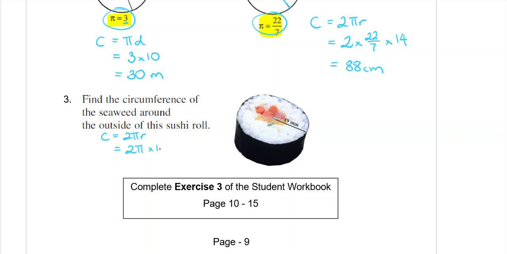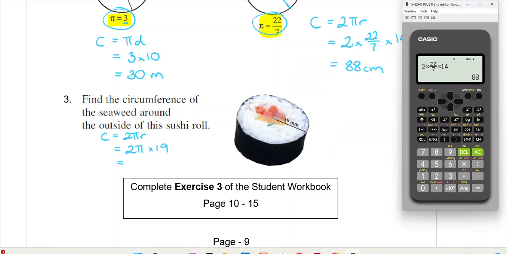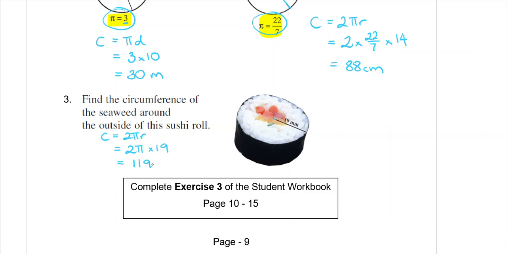Then we're going to sub in that the radius is 19. So 2 pi times 19, the pi is staying in there again because we're going to use the pi button on our calculator. So 2 pi times 19 equals, it didn't specify in the question how many decimal places, so I'm going to do 1. So we'll do 119.4 millimeters.